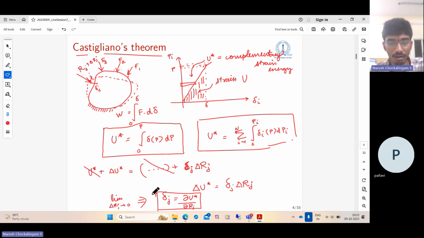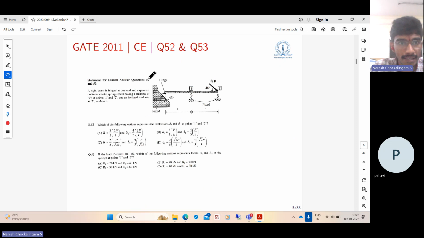This is very useful while solving problems in which forces are treated as unknowns. So let us look at this problem, which appeared in 2011. It's an interesting problem. It appears a bit complicated at first sight, but it's actually very simple. So we are given a rigid beam. Although it looks like a problem in structural analysis, it is actually a problem in strength of materials.